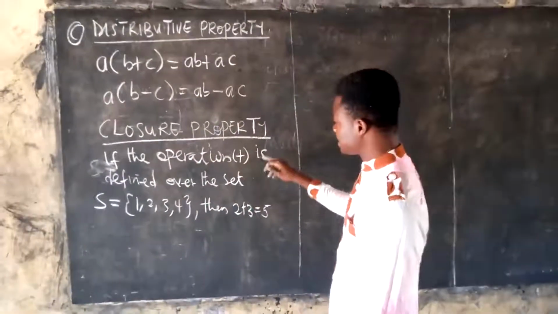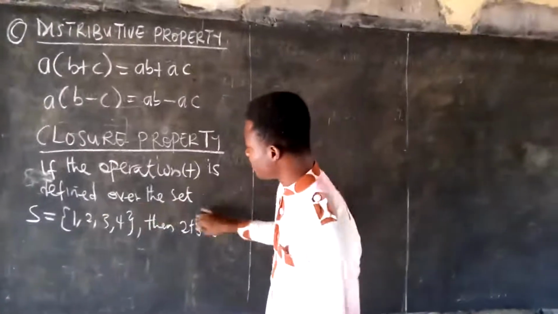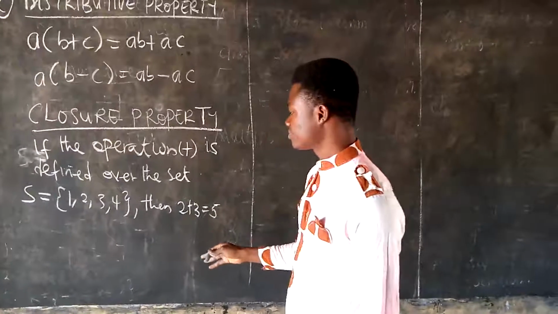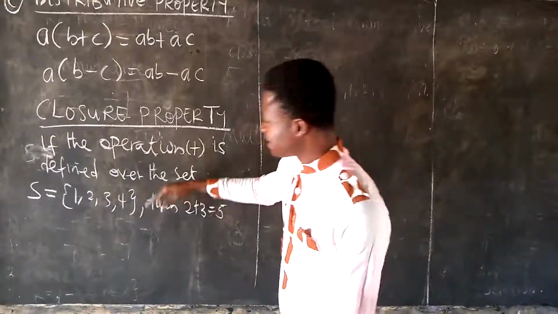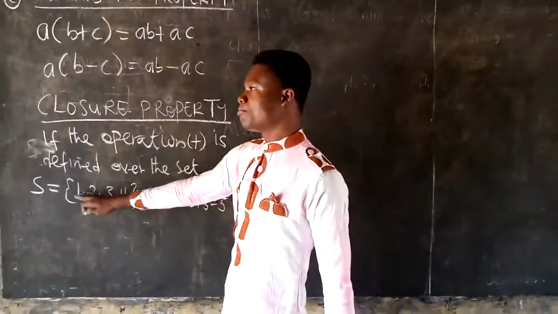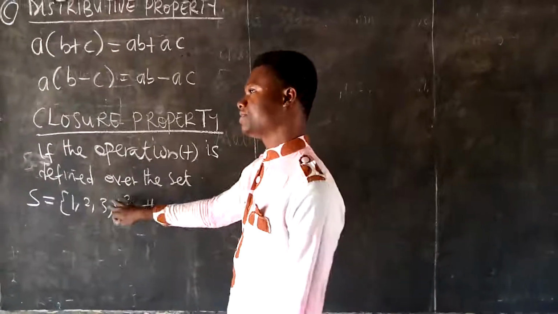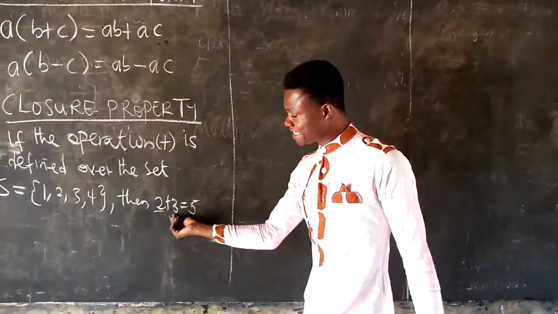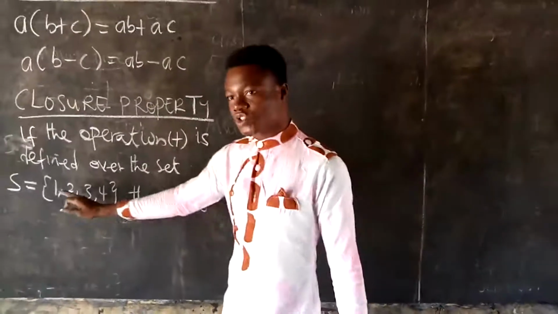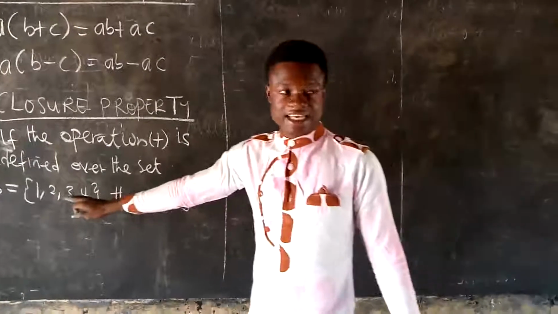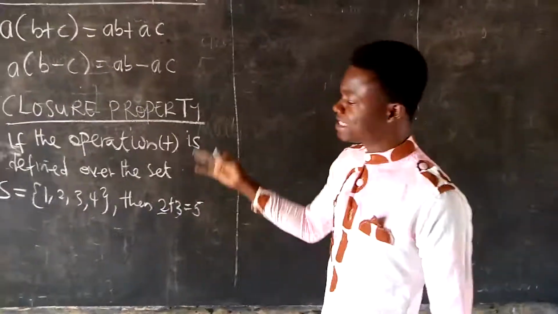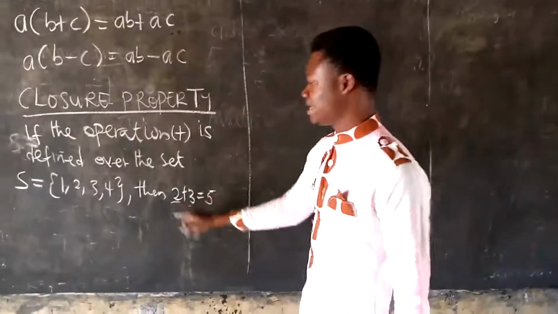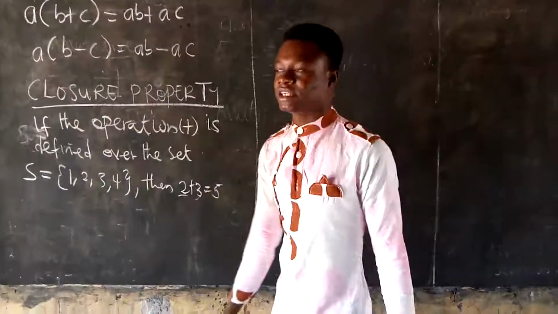So let's look at this example very well. If the operation plus is defined over the set S equal to {1, 2, 3, 4}, you can add any of the numbers in the set, but we can see that after adding 2 and 3 we get 5, and 5 is not in this set S. So we can say that set S is not closed, because we have an element after the operation which is not in the set.